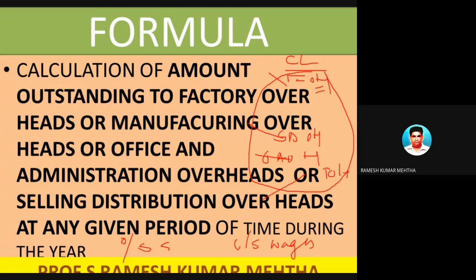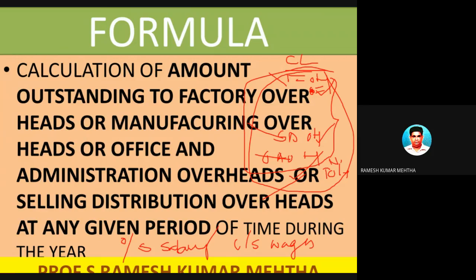outstanding salaries and similar items, because this is an overhead. Selling and distribution overhead is an overhead, factory overhead is an overhead, office and administration overhead is an overhead, and you just place them total, you will get total overheads. In the same way, wherever salary is there, you replace the formula. Wherever salary is there, you replace the factory overheads by salary and so on.